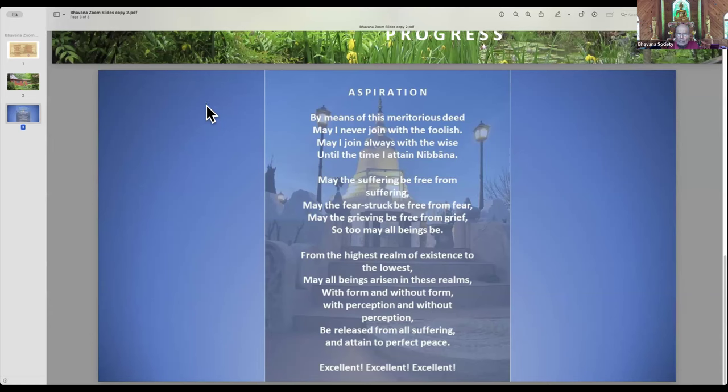Excellent, excellent, excellent. Okay. Sadhu, sadhu, sadhu. You all continue your meditation, Dhamma practice.